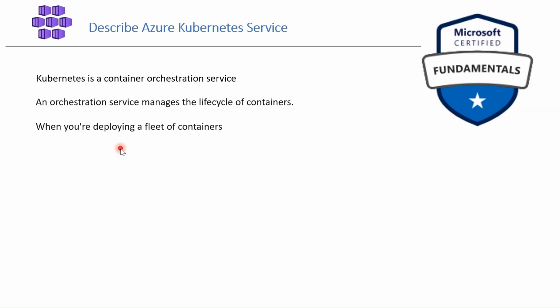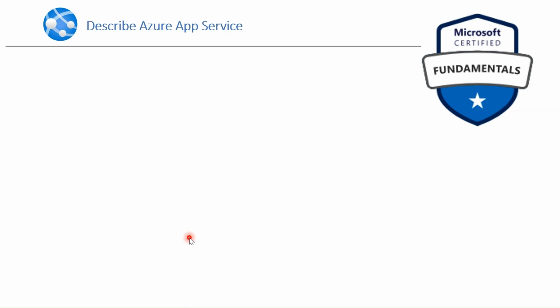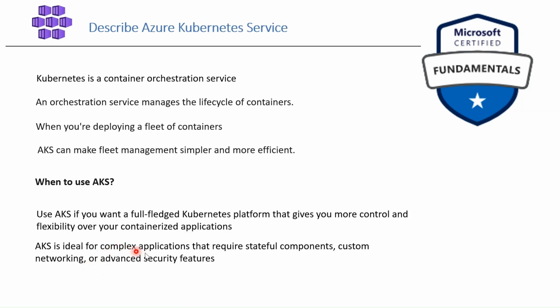So when you're deploying a fleet of containers, as I said, when you're deploying thousands of containers, AKS can make fleet management simpler and more efficient. It allows you to manage that huge number of containers very seamlessly. So when to use AKS? Use AKS if you want to build a full-fledged Kubernetes platform that gives you more control and flexibility over your containerized application. If you want more control of your nodes and the infrastructure, then you want to use AKS. AKS is ideal for complex applications that require stateful components, custom networking, or advanced security features. That's when AKS makes more sense.